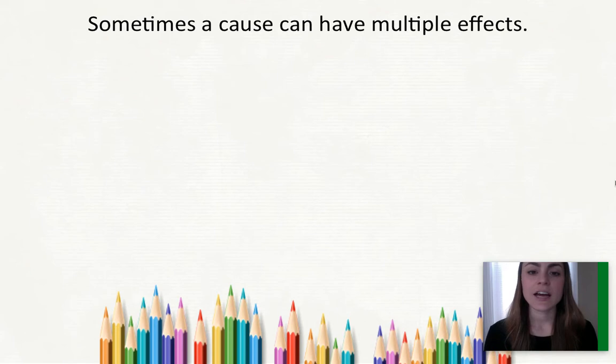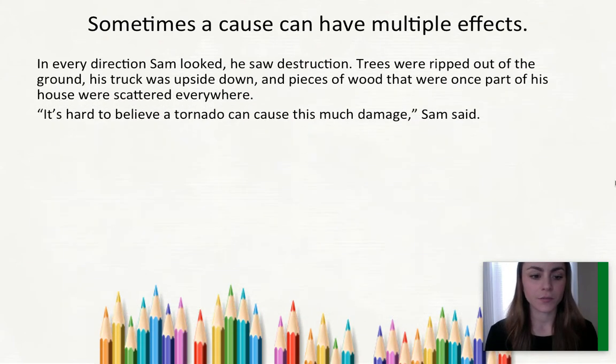Sometimes a cause can have multiple effects. So we're going to read this passage. In every direction Sam looked, he saw destruction. Trees were ripped out of the ground. His truck was upside down, and pieces of wood that were once part of his house were scattered everywhere. It's hard to believe a tornado can cause this much damage, Sam said.